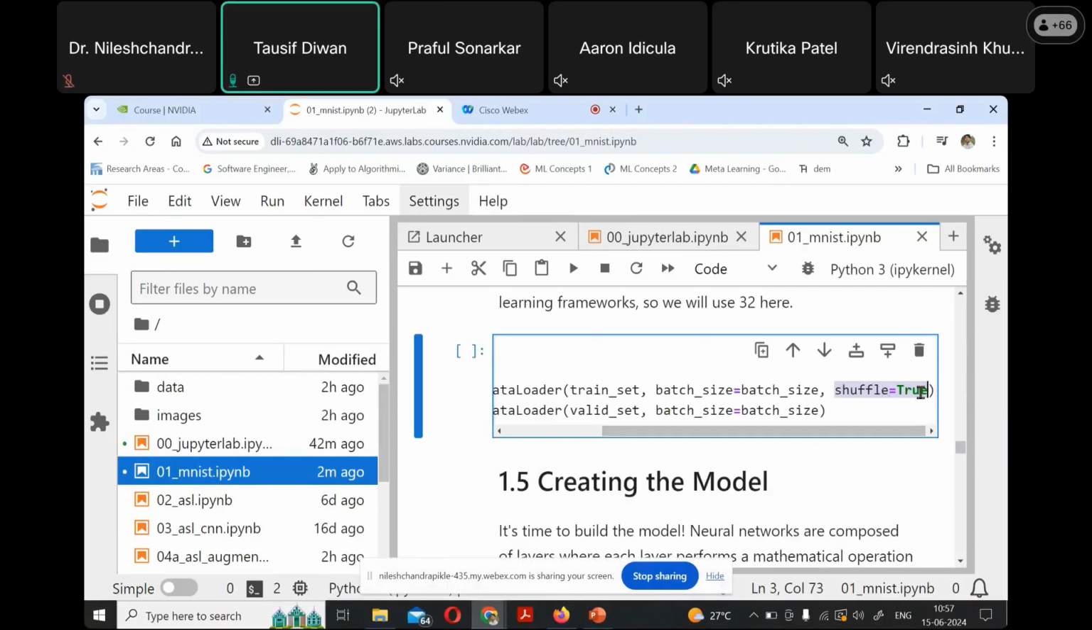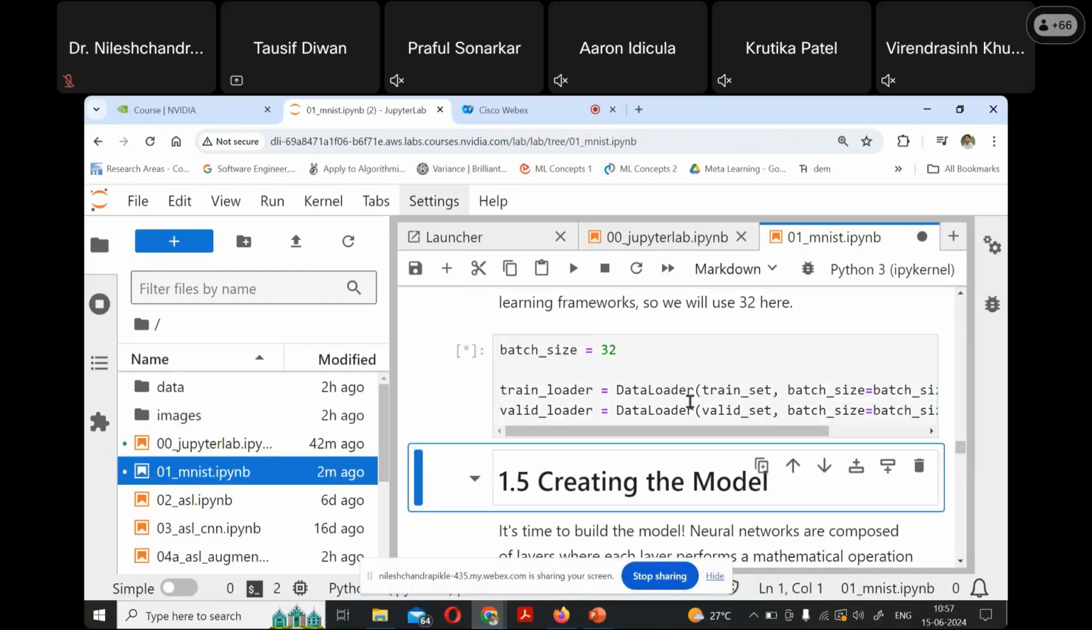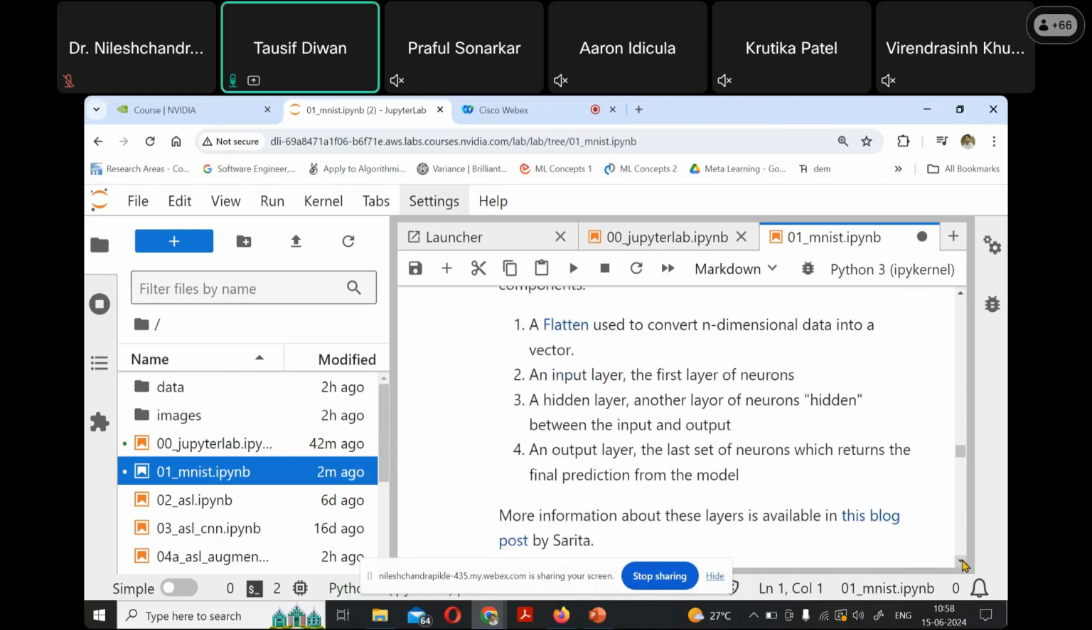So shuffle equal to true is applicable and beneficial for the training set only. What it does is take randomly selected samples from the training set, and 32 samples would be provided to the model. Okay. And these are the two main variables that we have, train loader as well as validation loader. Okay, just run this cell, and then the next step is creating the model.